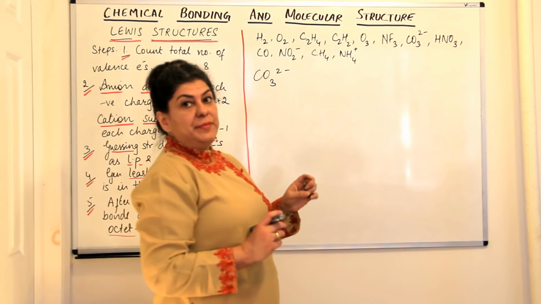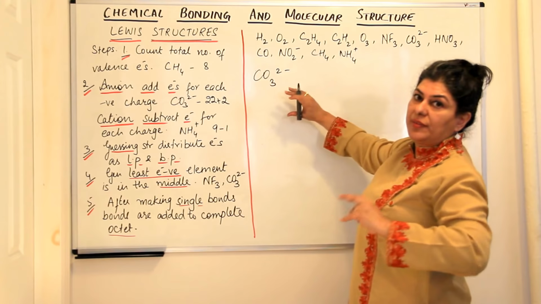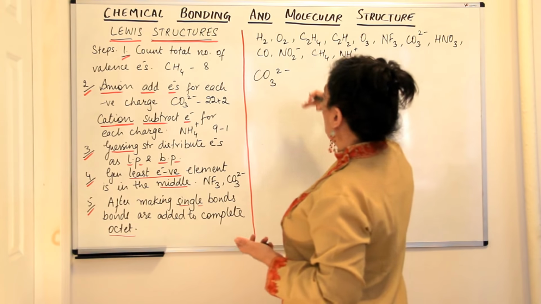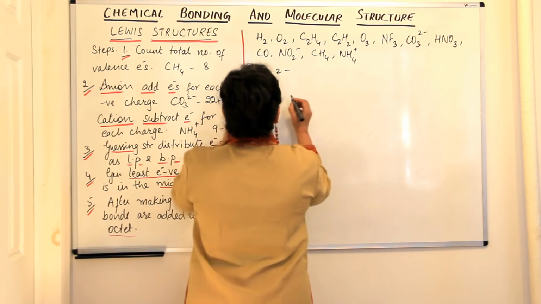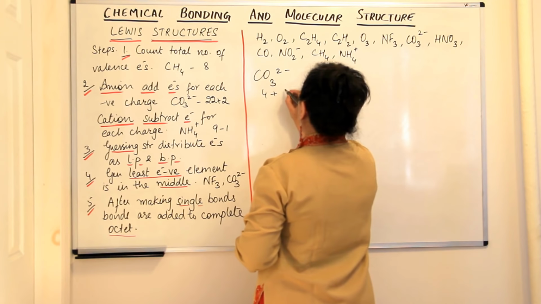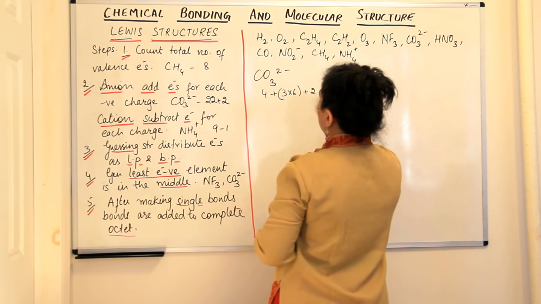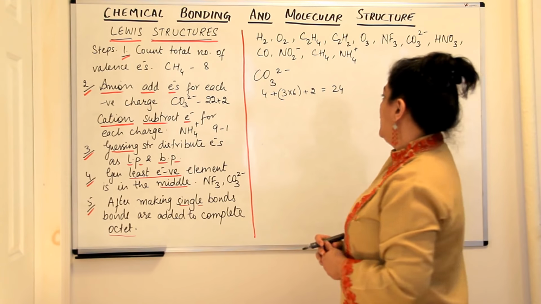Let us now make the Lewis structure of the carbonate ion. I'm now trying to follow these steps to make it clear how we use these steps in all the examples, but just elaborating it here. Carbon has 4 valence electrons, plus oxygen has 6 valence electrons, and there are 3 oxygens, so 3 into 6. And the negative charge is 2, so you will add 2 more electrons to this. So the total comes to 24. There are 24 electrons that have to be put.